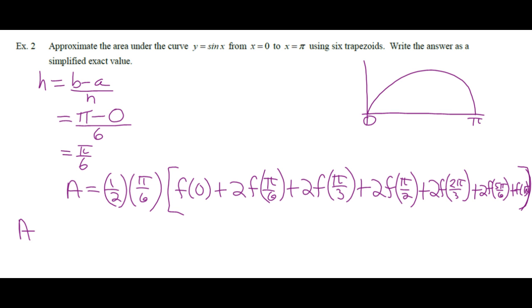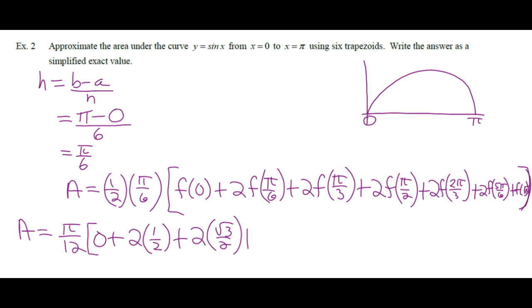And now I'll start at the left edge, where I should have started. So we've got pi over 12. We can work all these out. Well, f of 0 is just 0, right? We've got 2 times f of pi over 6, sine of pi over 6, a half, plus 2 times sine of pi over 3, root 3 over 2, plus 2 times sine of pi over 2, plus 2 times, then we just go backwards, working our way around the unit circle. So 2 times root 3 over 2, plus 2 times a half, plus 0.